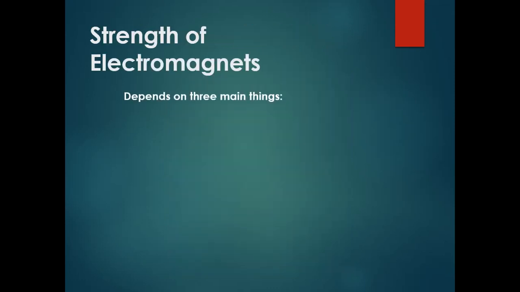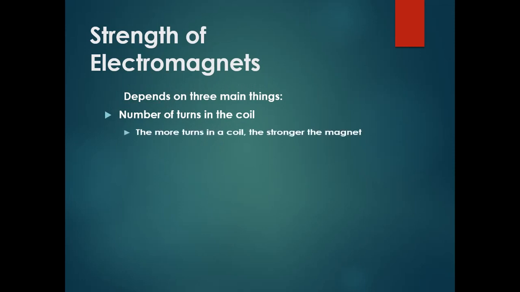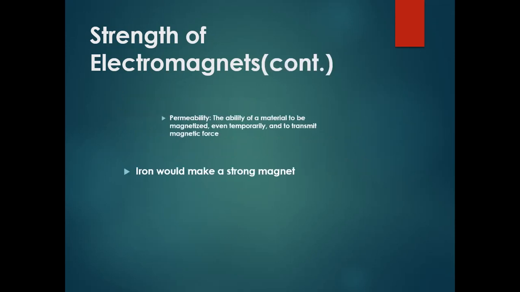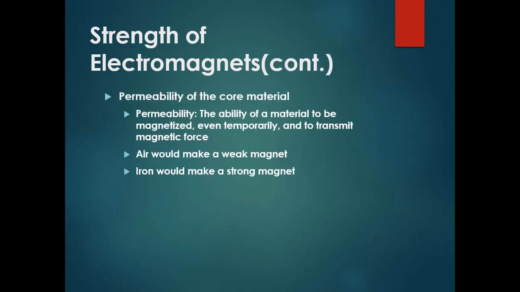The strength of the electromagnet depends on three main things. First is the number of turns in the coil. The more turns in a coil, the stronger the magnet. Third is the amount of current in the coil. If the voltage is increased, so will the current, which will increase the strength of the magnetic field.